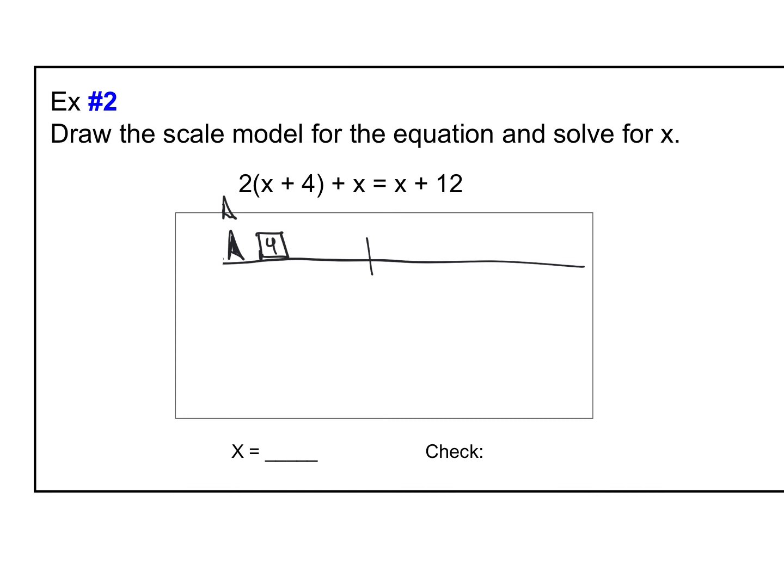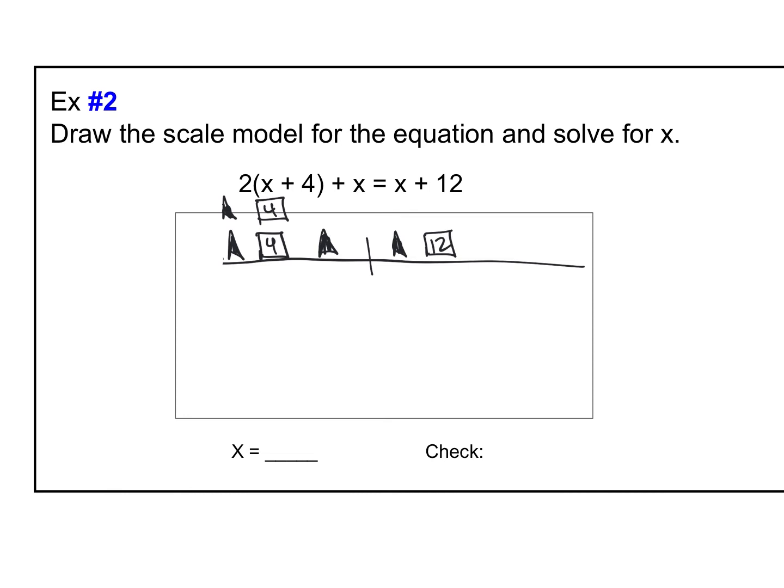I almost did 2 groups of 2x. So 2 groups of x plus 4 plus an additional x on the left side. So this is where I was talking about why I like to stack mine, just because I think it's clearer to see. And then on the right side, I have x plus 12.